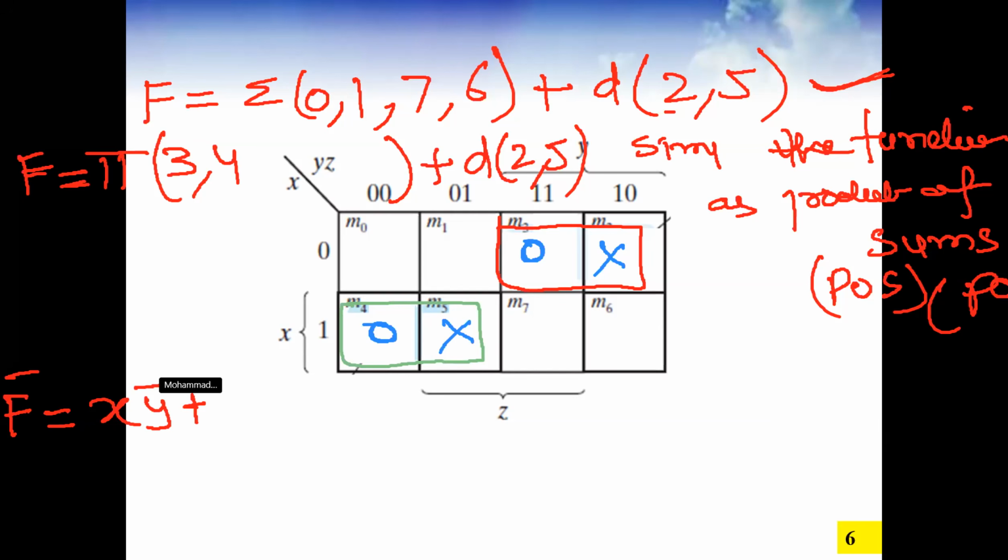Now look for the red color. It is basically the red group. So it is what? X and Y. Correct this one? Yes. Okay. So this is our complemented function.